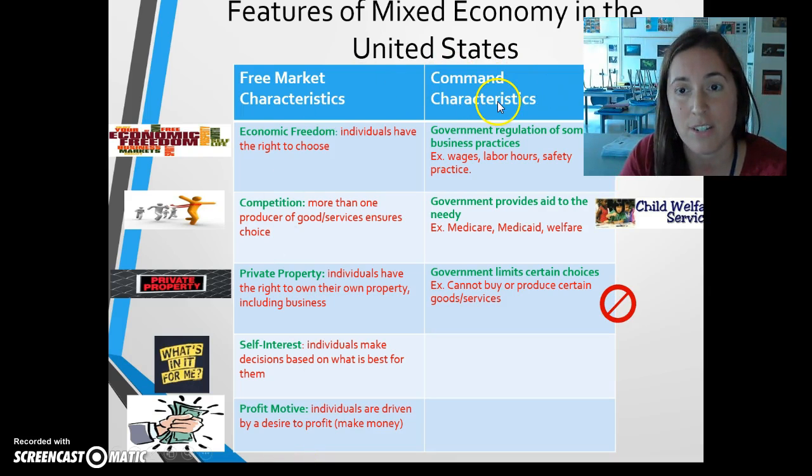The command characteristics in the United States are that government regulation of some business practices, where we have the government set minimum wage. They set labor hours so that we're not overworking people. There are certain safety practices, so at a restaurant there are certain codes and regulations people have to follow. Government also provides aid to people who are needy. Medicaid, Medicare, and welfare are all examples of these. And the government limits certain choices. So there are certain things that us as U.S. citizens cannot buy and produce because the government has created a law.